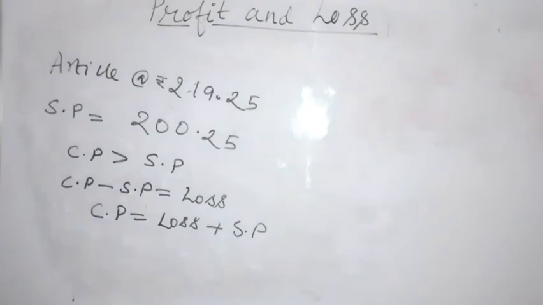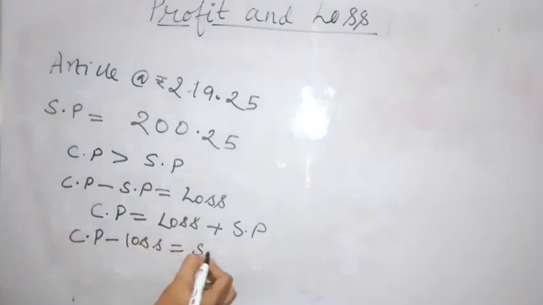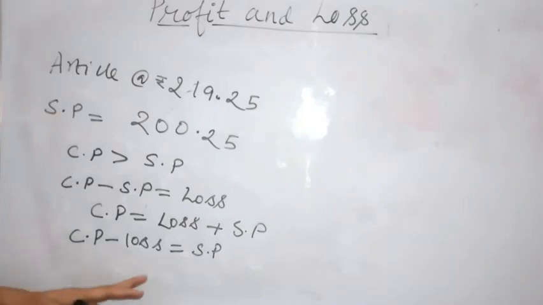In the same way, this loss is positive. Once it comes here, it will be negative. So CP minus loss is equal to SP. Cost price minus loss is equal to selling price. So these are the formulas which you need to know, only then you will be able to understand.